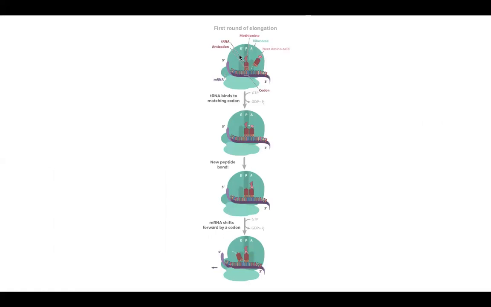This shows the very first, the formylmethionine is right here. Then the next amino acid comes in and slots into the A site. There's a bond that's formed right here between the methionine and the next amino acid. So that lets go of the tRNA in the P site, and now that's all just held by the tRNA in the A site.